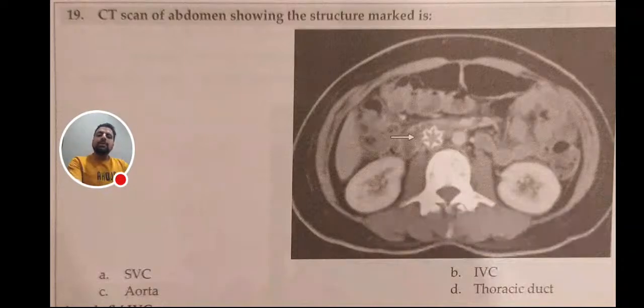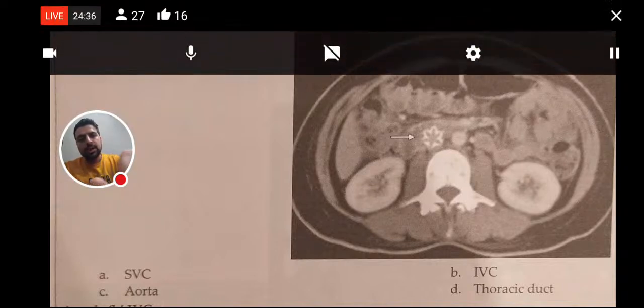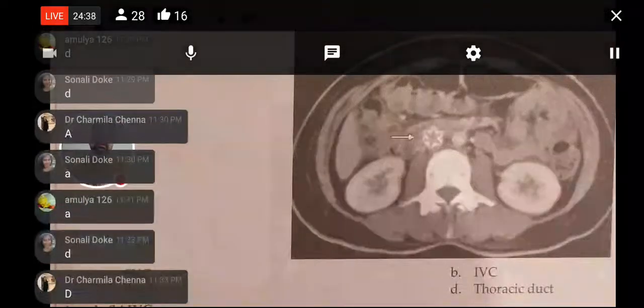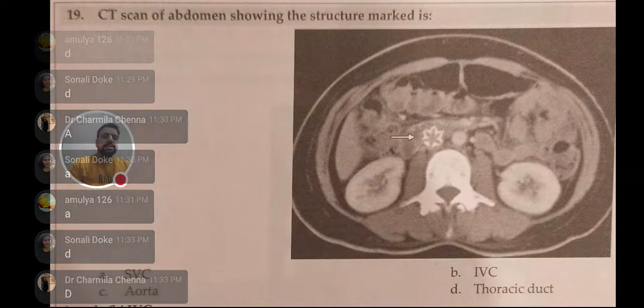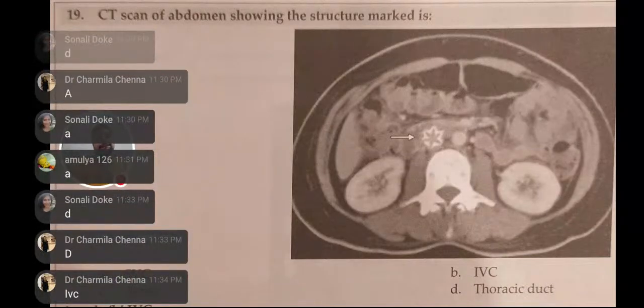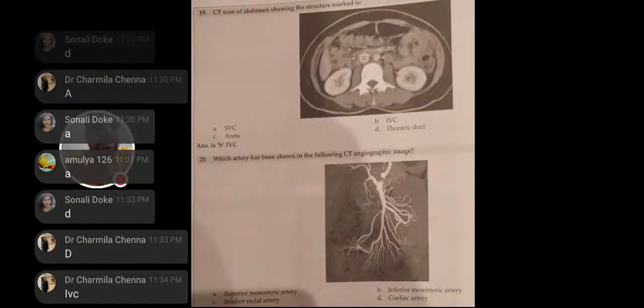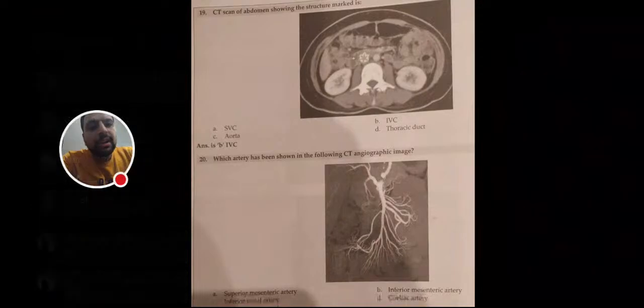CT scan of abdomen showing the structure marked here is: superior vena cava, inferior vena cava, aorta, thoracic duct. So the answer here is, the structure marked with star is which structure? Yes, inferior vena cava. So guys, this is the inferior vena cava.